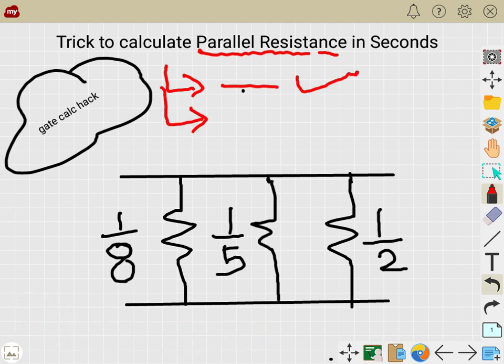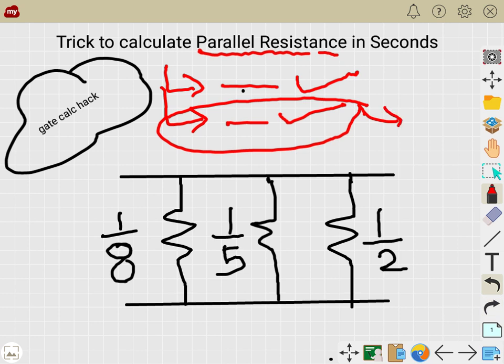And the second thing is the trick where we will require a GATE calci. So this is important for all GATE aspirants. This will be useful for the BARC exam as well, but it will not be useful for exams such as Technical Assistant, as you don't have a calci allowed, but still you can get an idea of this trick also. So let's see the first trick.